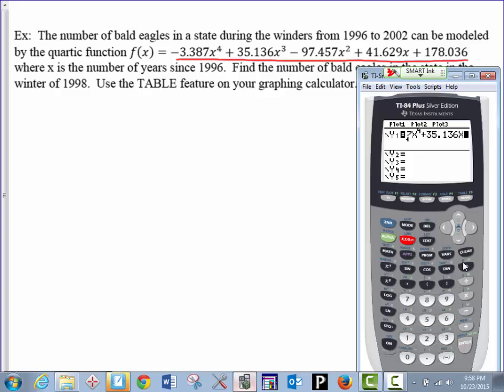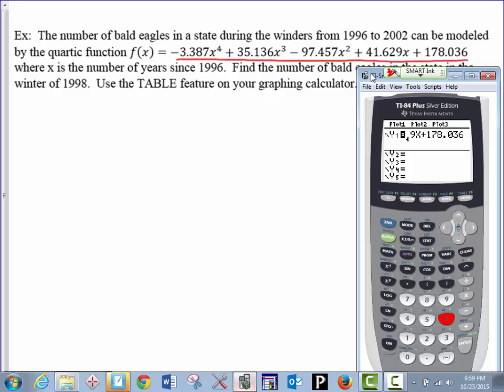35.136 x raised to the third, and then minus 97.457 x raised to the second, and then plus 41.629 x, and then finally plus 178.036.